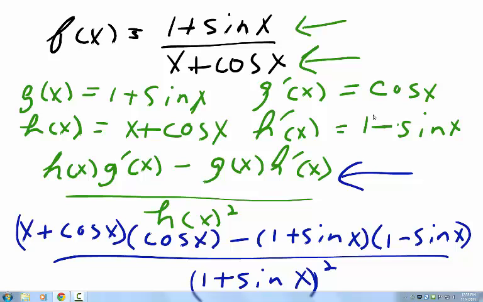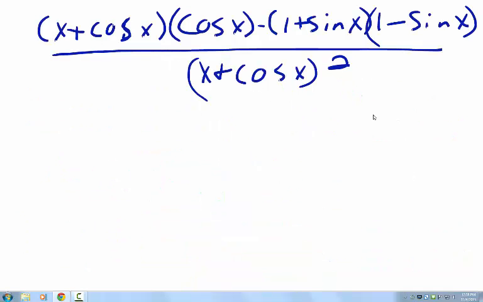And I want to note that I incorrectly identified h prime of x as 1 plus sine of x. Because the derivative of cosine is negative sine, h prime of x is actually 1 minus sine of x. Okay, so on the next page, here we are with our quotient rule all set up. All that's left now is to simplify.